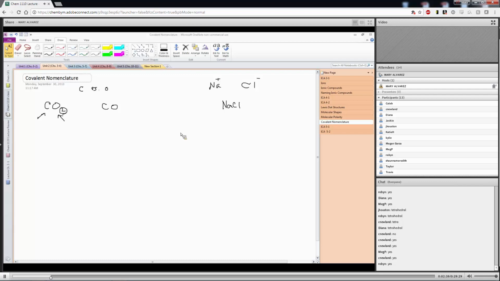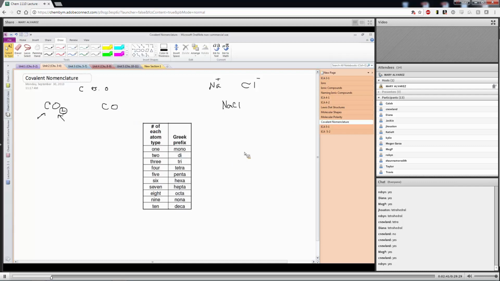Okay, and here they are, they're in your lecture notes. 1 is mono, 2 is di, 3 is tri, like a triangle, 4 is tetra, like your tetrahedral, 5 is penta, like a pentagon, 6 is hexa, like a hexagon. You guys are totally already familiar with these Greek prefixes, and that's what you're going to use. And there's only one exception, and that is if it's the first atom listed and there's only one, we don't use mono. So no mono if it's the first atom.